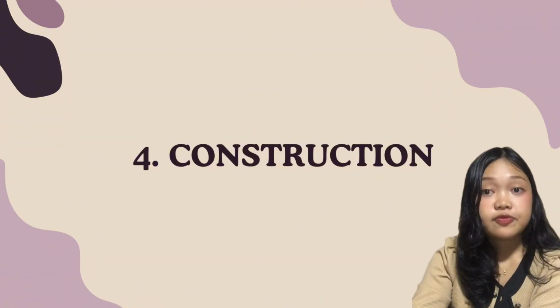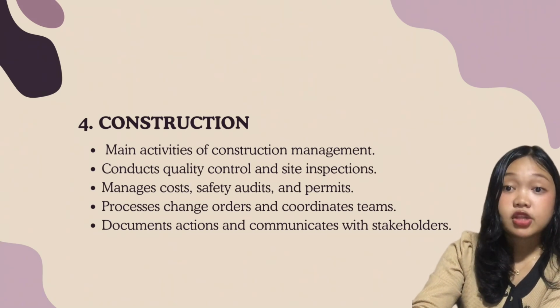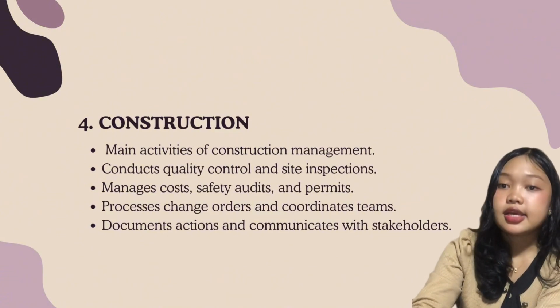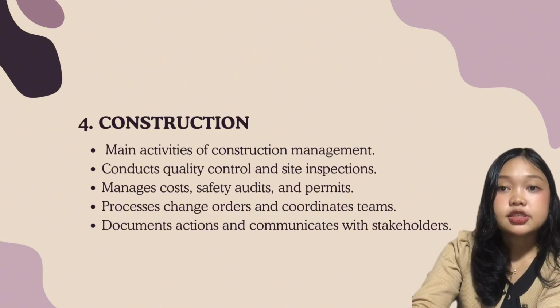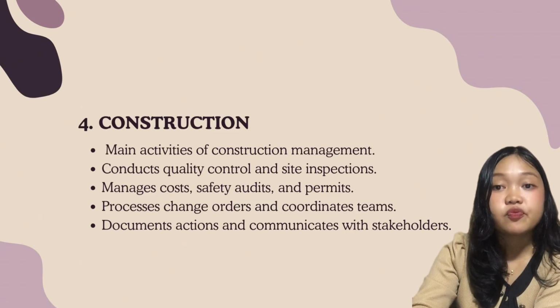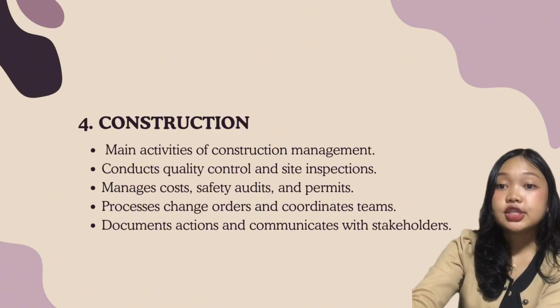Number 4 is construction. As mentioned in the previous sections, the bulk of the CM's work goes into the construction phase. The CM pays close attention to the following construction activities to make sure that the project runs smoothly and gets delivered as planned. Also, it conducts regular quality control and site inspections. The CM also runs safety program audits on the work premises. Also, they process and approve change orders.